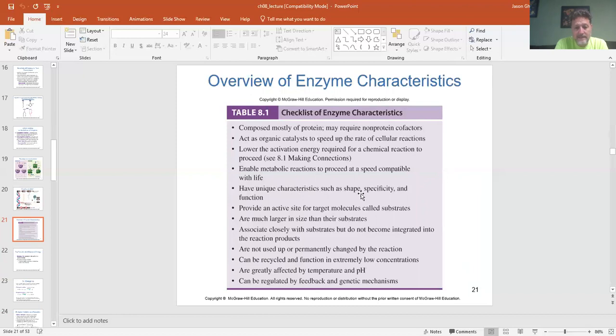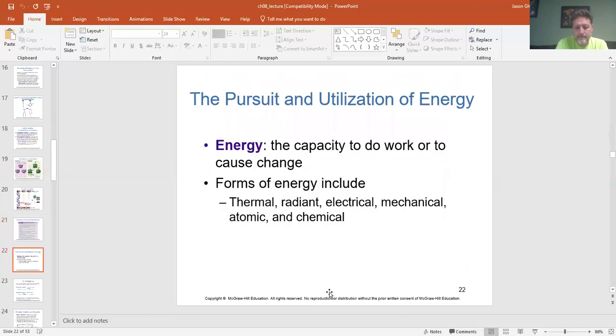Each enzyme has a specific shape, specificity, and function. They don't do their one thing and that's it. They have the active site. They are much larger than the molecule they're dealing with. They do not become part of the product. They are not permanently changed by the reaction, so they get recycled. They can be affected by temperature and pH, and they have some ways of giving you some feedback.